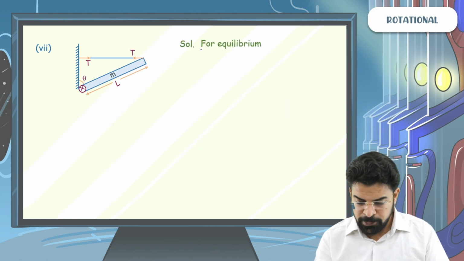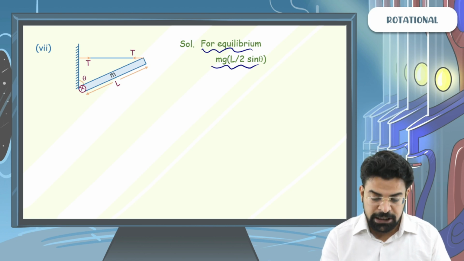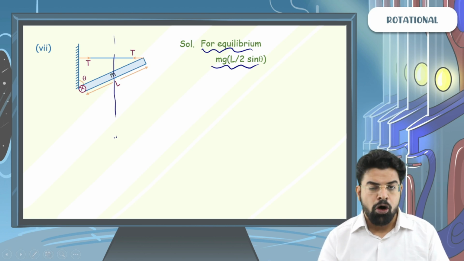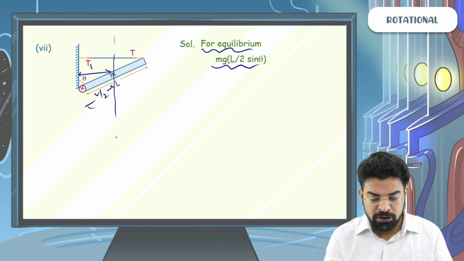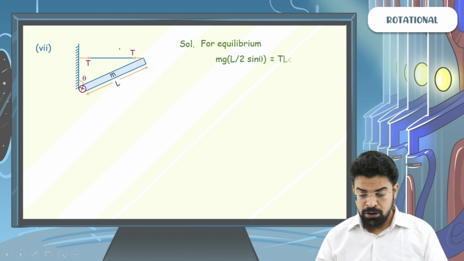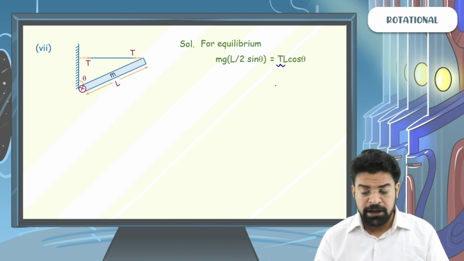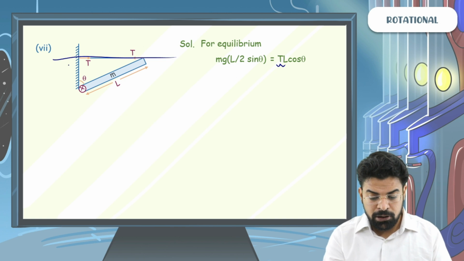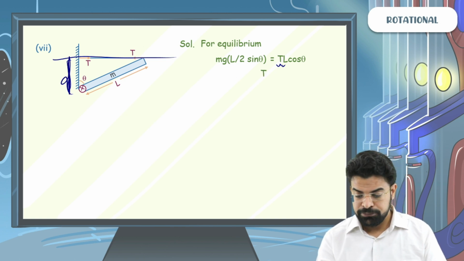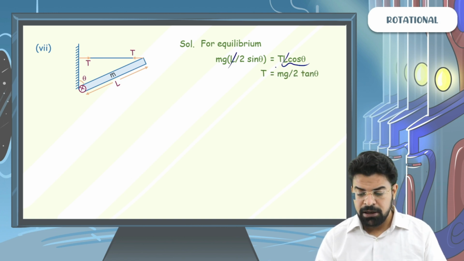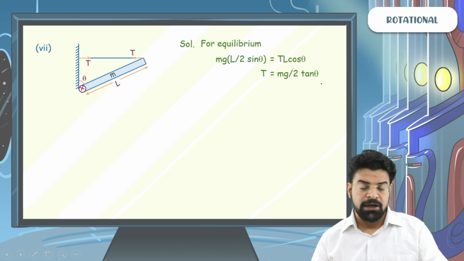You will say for equilibrium, mg into L by 2 sine theta. Extend the line of action of force. This distance is L by 2, so this distance will be L by 2 sine theta. It has to be equal to the torque of tension, which is T into L cos theta. This distance is L cos theta. Hence, we can cancel out L and T comes out to be mg by 2 tan theta.